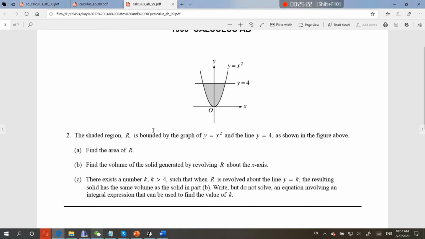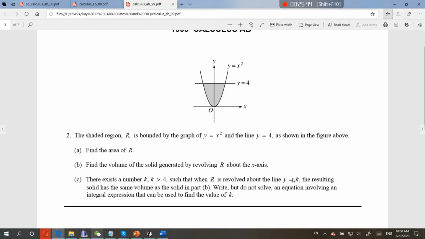Okay, so we're told there is some number k such that when r is revolved around the line y equals k, the resulting solid has the same volume as the solid in part b. I want to write but not solve an equation using an integral expression that we could use for k. Part b was the volume of the solid generated by revolving r around the x-axis.